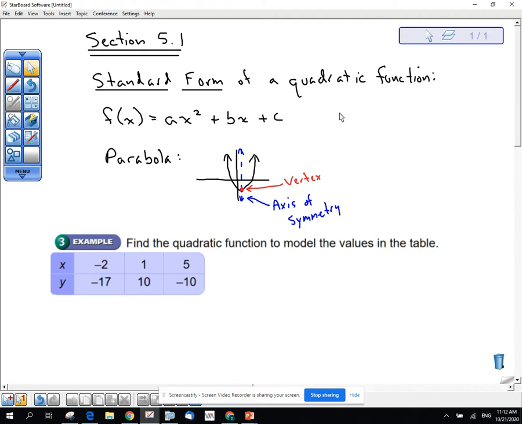You might think, hey, we already have a standard form. That was ax plus by equals c. Well, that's standard form for a line. There's a lot of standard forms in math, and this is standard form for a quadratic: f of x equals ax squared plus bx plus c.